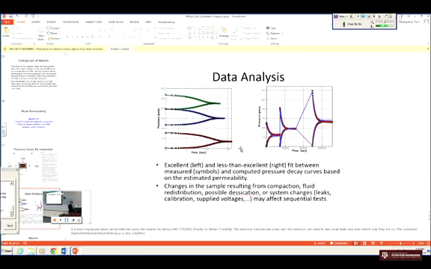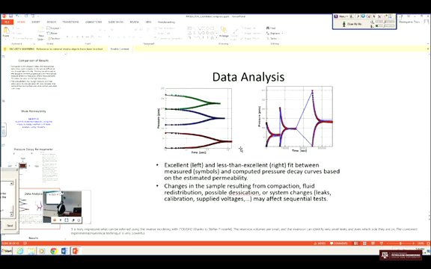What you see is an excellent fit on the left and a less than excellent fit on the right between measured and computed pressure decay curves, based on the estimated permeability. Changes in the sample resulting from compaction, fluid distribution, possible desiccation, or system changes may affect sequential tests. In essence, what we're saying is that we've coupled our laboratory studies with our numerical simulation capabilities.